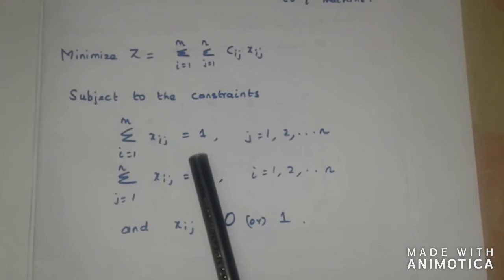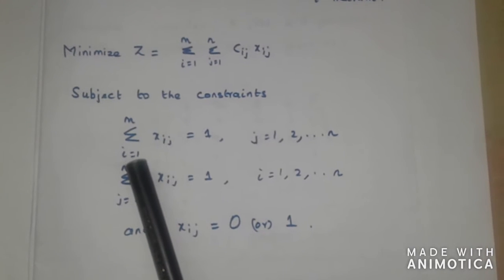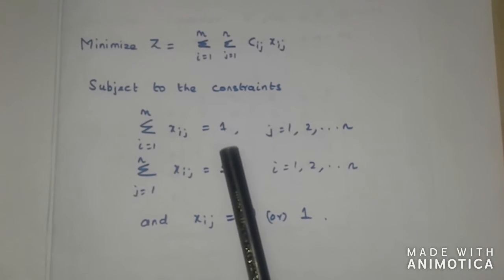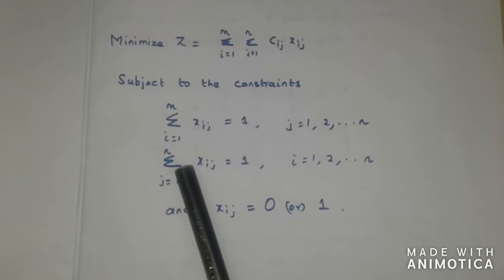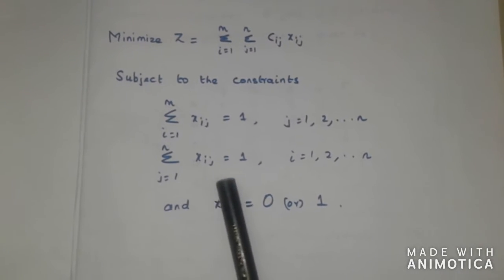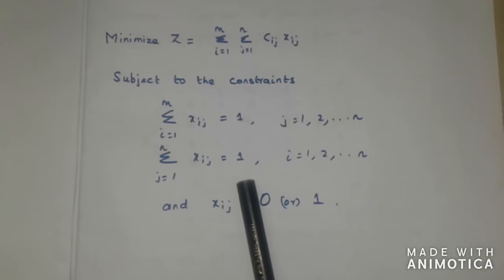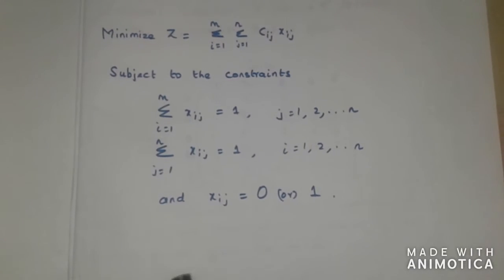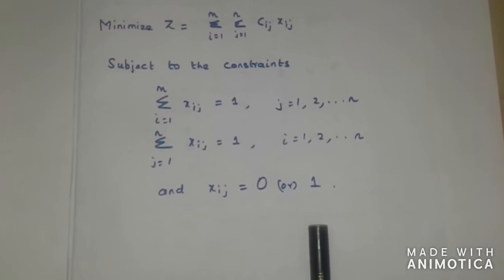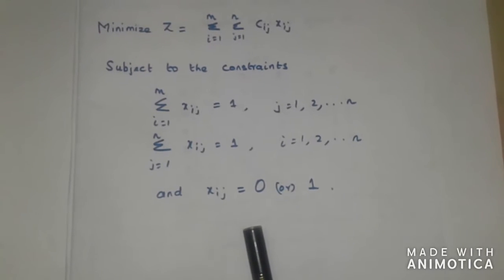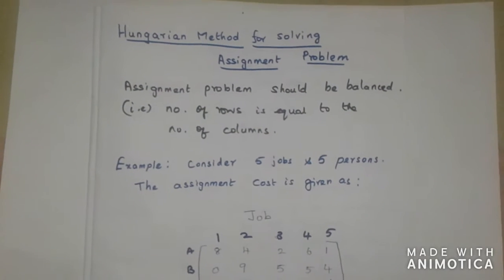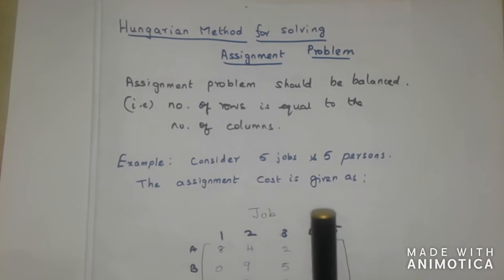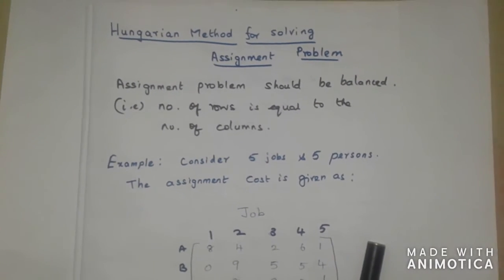The first constraint is based on machine. So summation of i equal to 1 to m, Xij equal to 1 if the machine is assigned. The second constraint is based on job. So summation of j equal to 1 to n, Xij equal to 1 if the job is assigned to that particular machine. And Xij equal to 0 or 1. That is, it is 0 if it is not assigned, and it is 1 if it is assigned. And we are going to discuss the Hungarian method for solving the assignment problem.